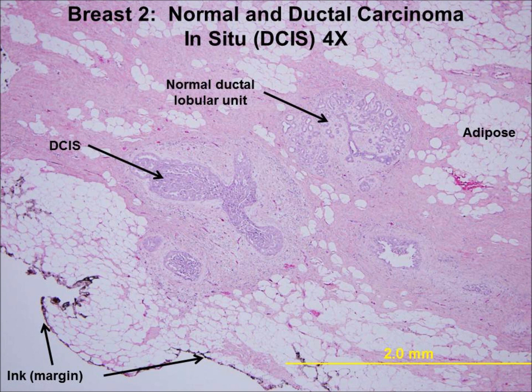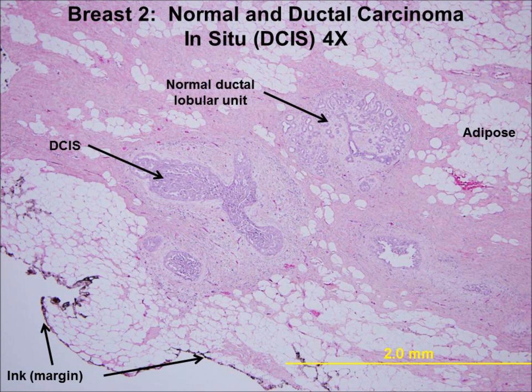Examine the slide with the 4X objective lens and locate a region near the inked margin, similar to what is shown here. This view shows both a normal ductal lobular unit and an example of ductal carcinoma in situ, or DCIS. It is very easy to distinguish between these two regions. In particular, the normal lobular unit contains a large number of small ducts and acini, each of which have empty lumens. In contrast, the DCIS is extremely large and the lumen is completely filled with cells. The fact that the DCIS is close to the inked margin is not a good sign.